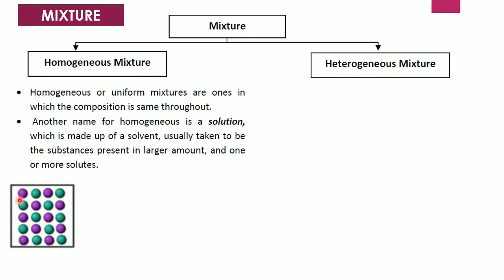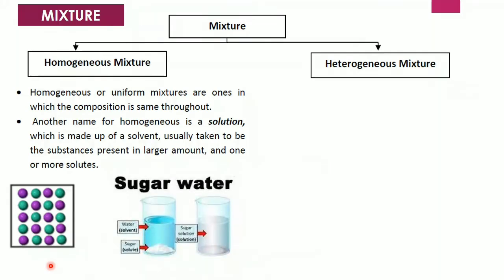In this picture you can see the purple and blue atoms are distributed evenly throughout the arrangement. This is one example of a homogeneous mixture, which is a sugar solution. When sugar, which we refer to as the solute, dissolves in water, the solvent, all the sugar particles are distributed evenly in the water molecules, so you cannot see any layer in this solution, so we call it homogeneous. It looks like there's only one phase, you can't see a separation layer in this solution. That's how we refer to a homogeneous mixture, where the composition is uniform.